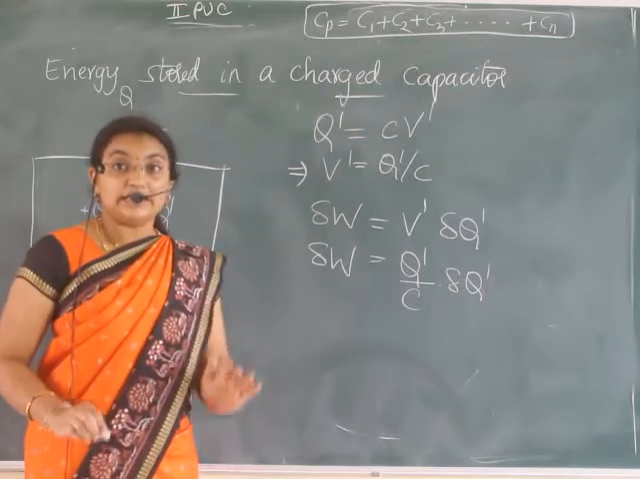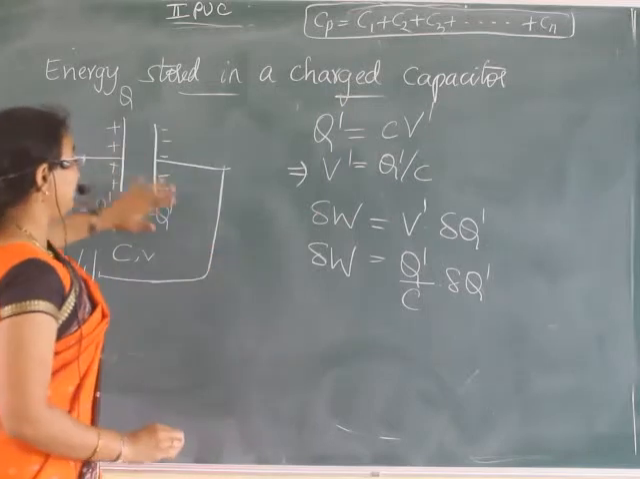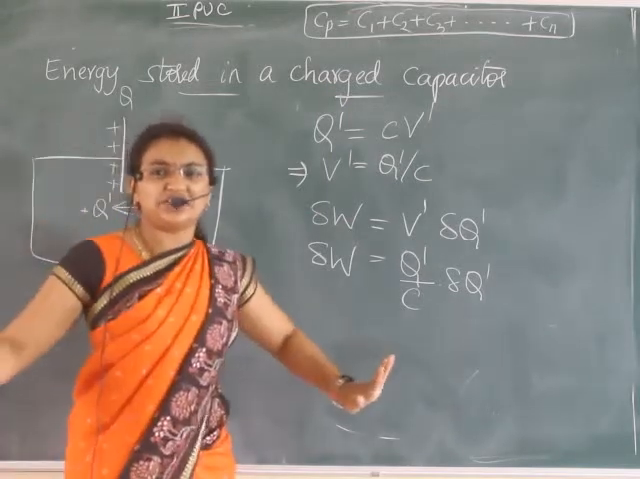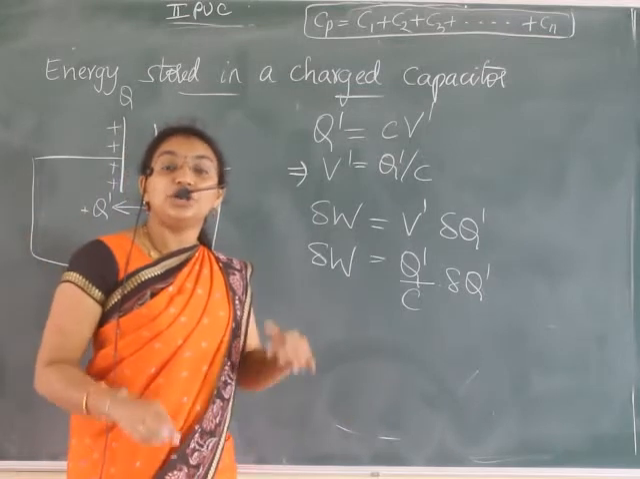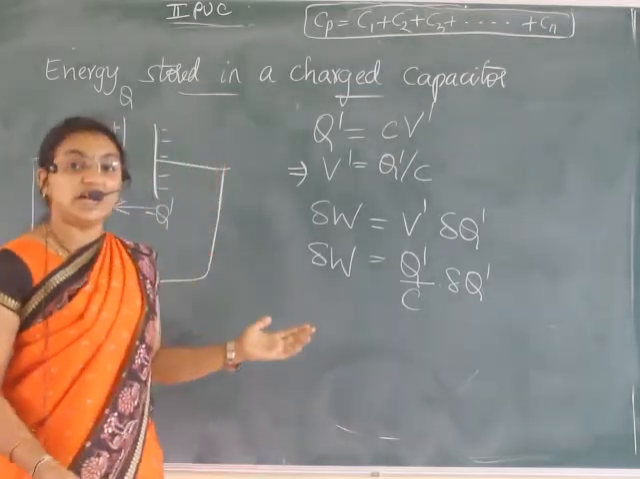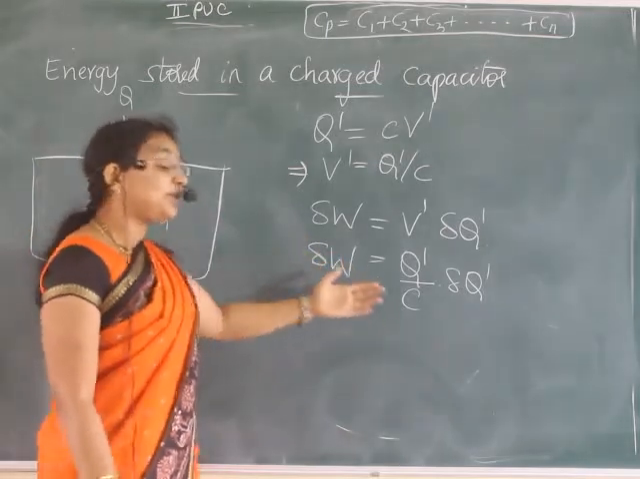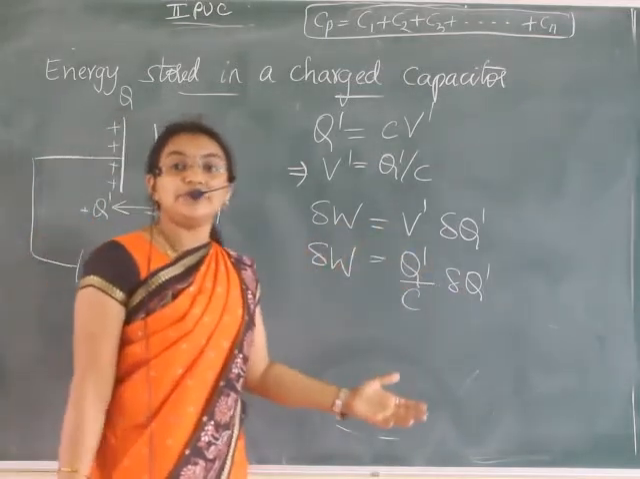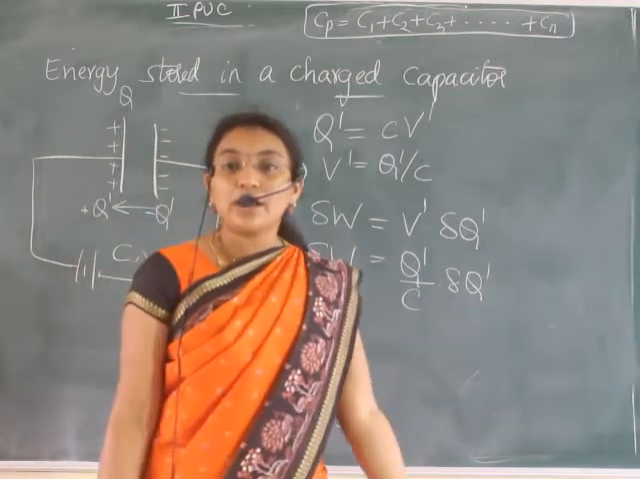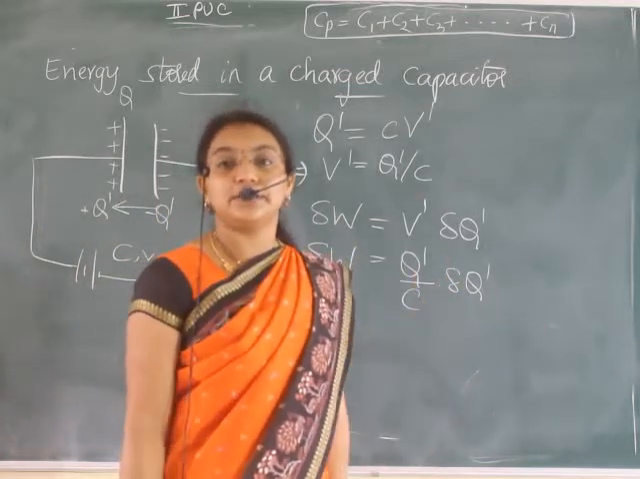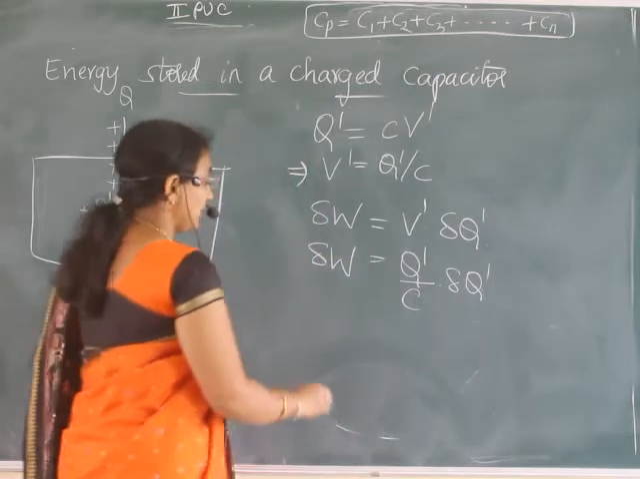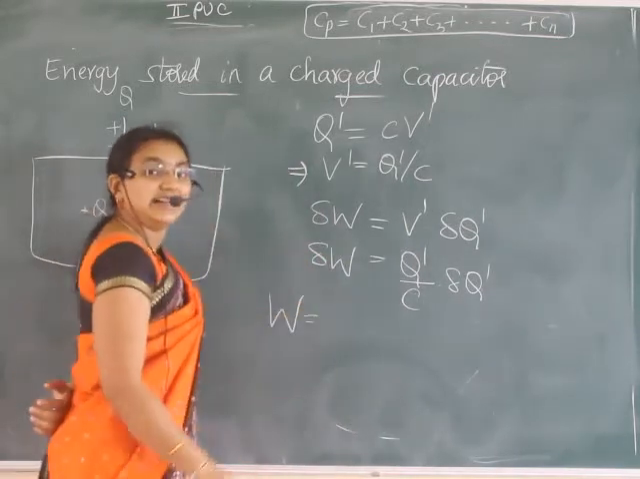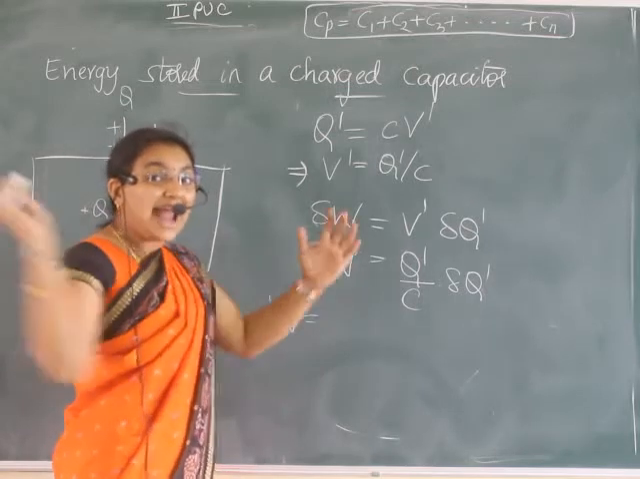Instead of that, now I want to make it completely charged, that is full charge. To make it full charge, how much amount of the charges has to flow? What is the total work done in moving the charges from lower potential to higher potential? Therefore, total work done, we will do it in terms of integration. That is, you are adding up.